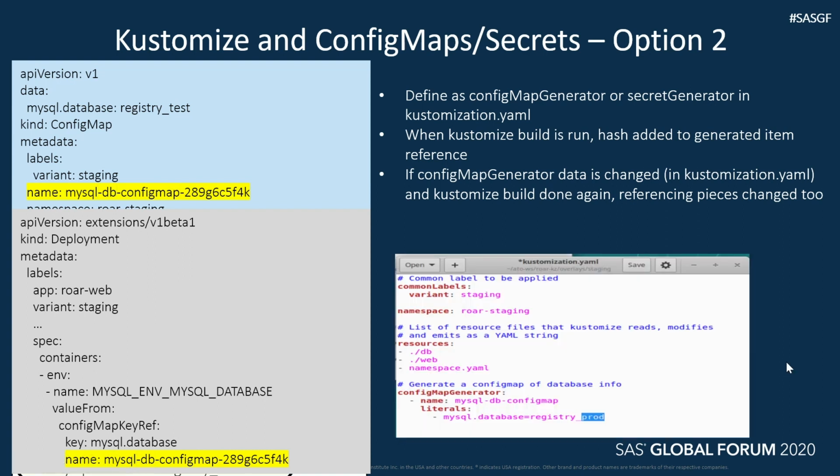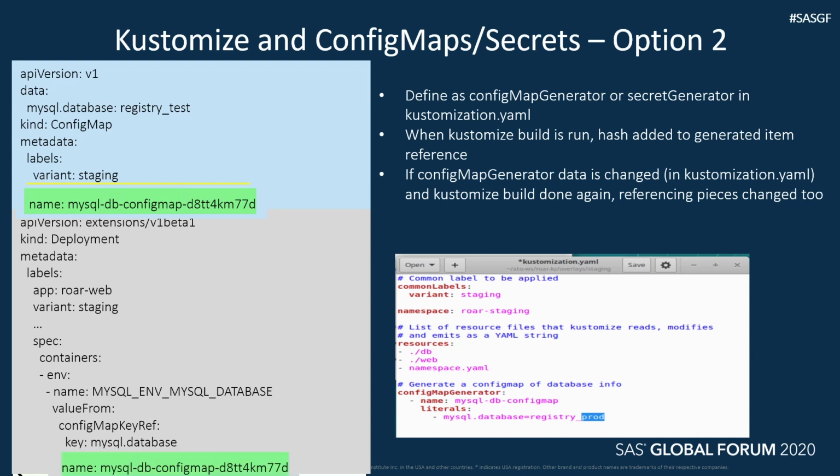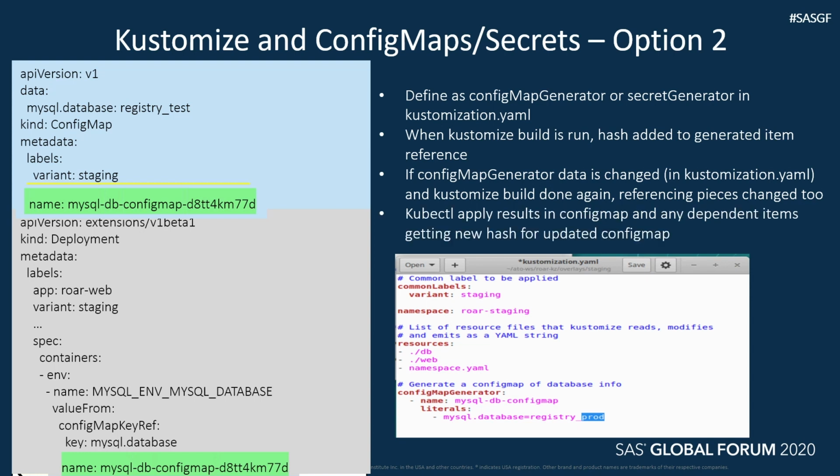So if I were to go in and, let's say, change this database to be prod from whatever it was before, then I get a new hash added onto the config map item there, but I also notice that for the deployment, we have to change that one as well. So if the config map generator data is changed and the customized build is done again, the referencing pieces are changed too. They're tied together by that hash.